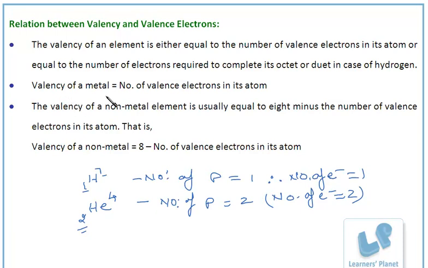Now what is the valency of metals? It is the number of valence electrons in its atom. So the valency of a metal is equal to the number of valence electrons present in its atom. Whereas the valency of a non-metal element is equal to 8 minus the number of valence electrons in its atom. Let's take a few examples.